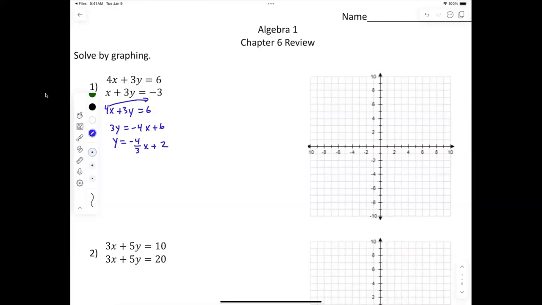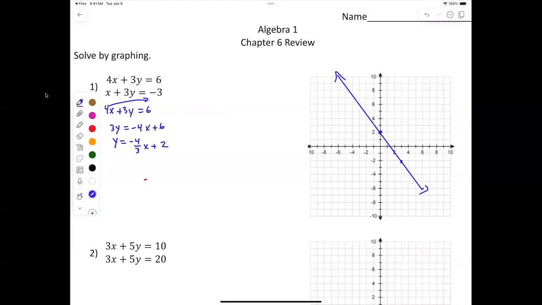So to graph it, I just have to go what? 2. Up 2, plot a point. From there, I go what? Down 4 to the right, 3. And now let's just draw the line. All right, now I need the second equation.